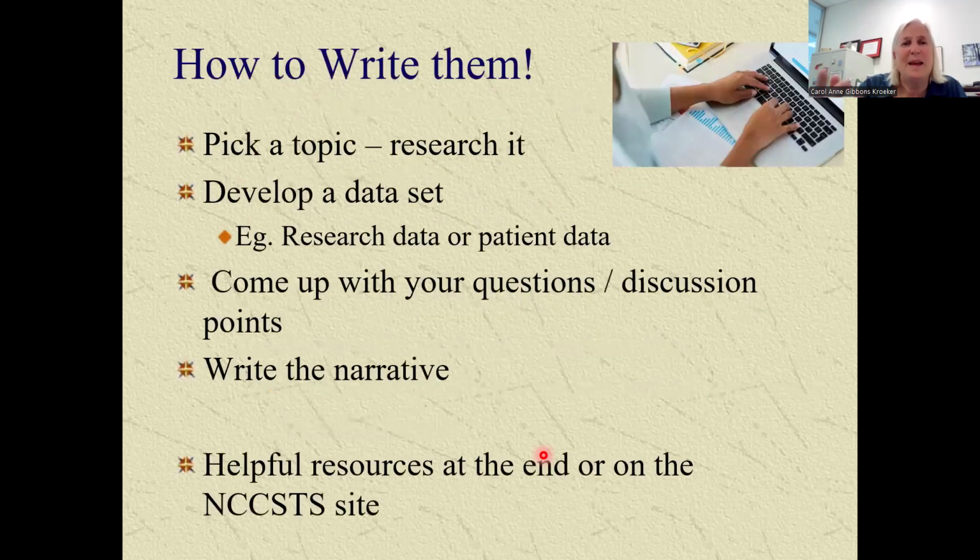So, how to write them? I usually pick the topic first. I check the research and then I develop the data set. For me, it's often patient data, but it can be other research data as well. I can make it into a big collection. Sometimes I do spreadsheets with 40 patients on them, or sometimes it's just an individual patient with blood work and urine work and interviews. But after I've developed that, then I write up the questions and the discussion points I want to get across, and the last thing I write is the story.